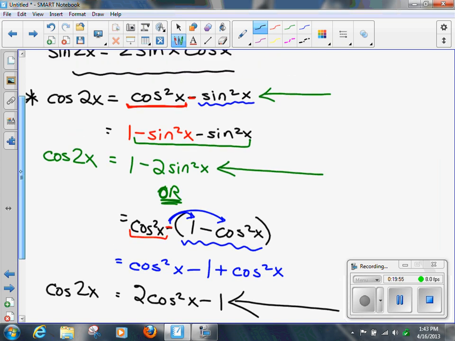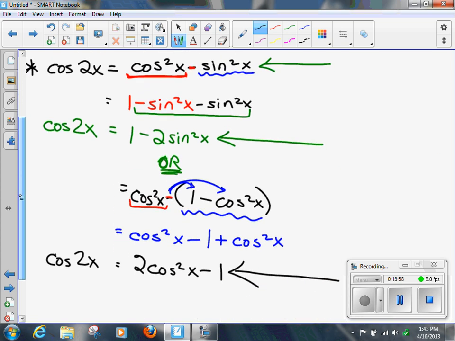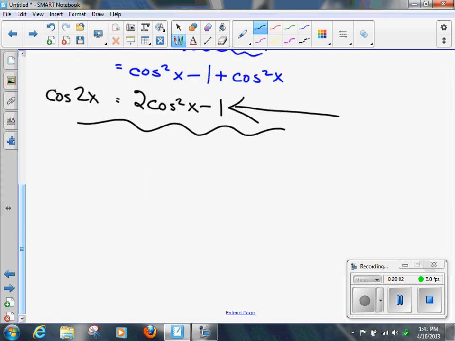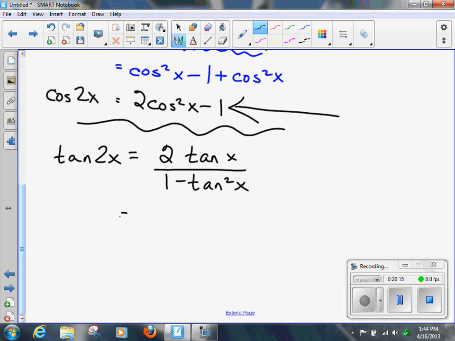Tangent, okay? Now we have to think about tangent. Because it's a combination of sine and cosine, we got 3 formulas. Don't try to figure it out.